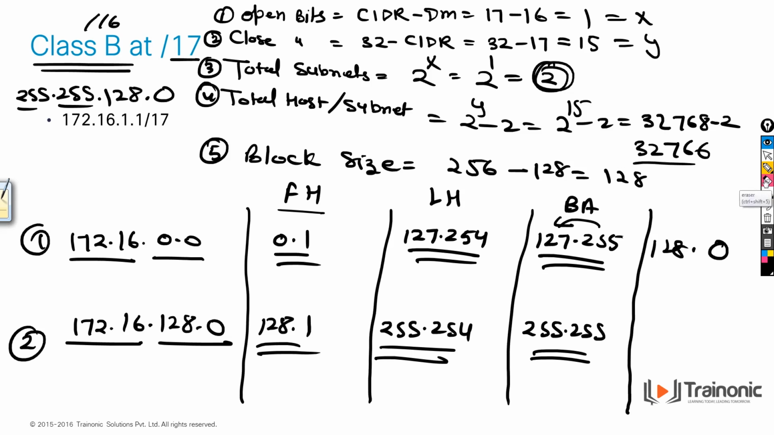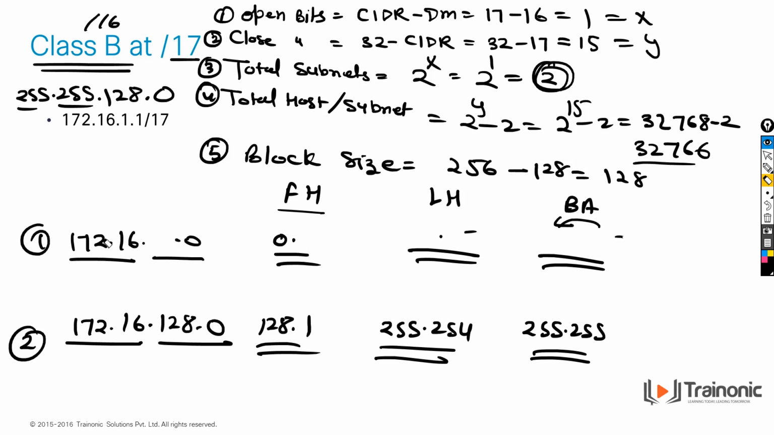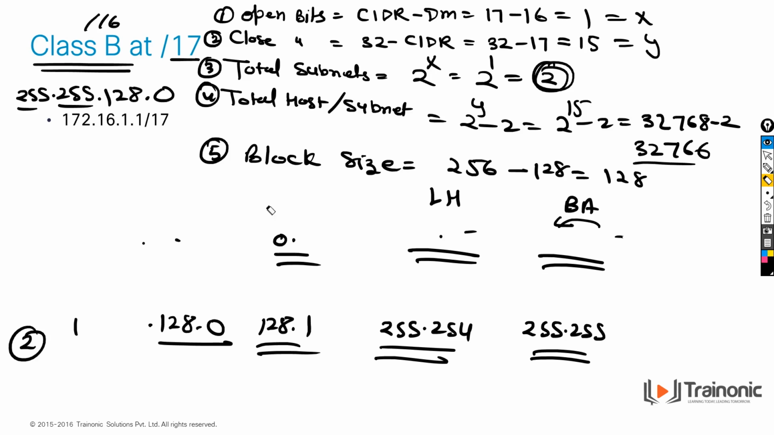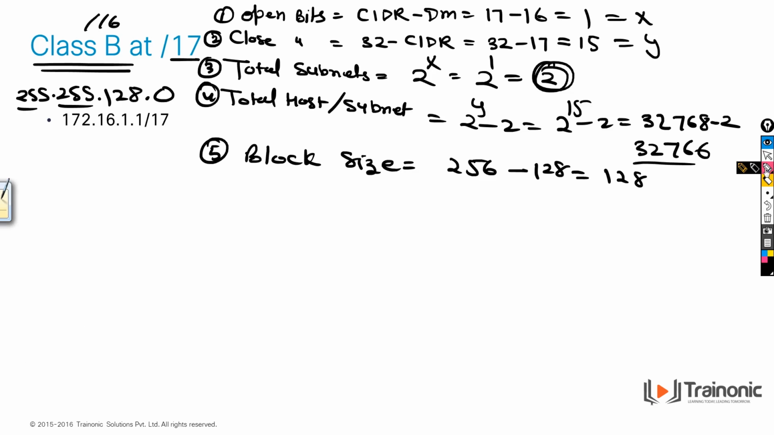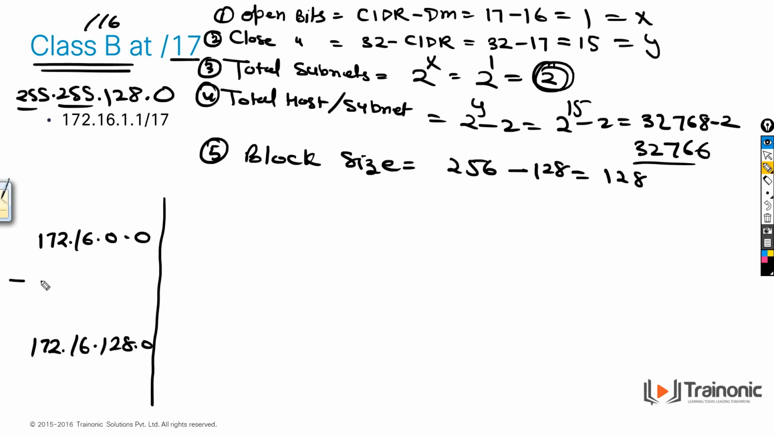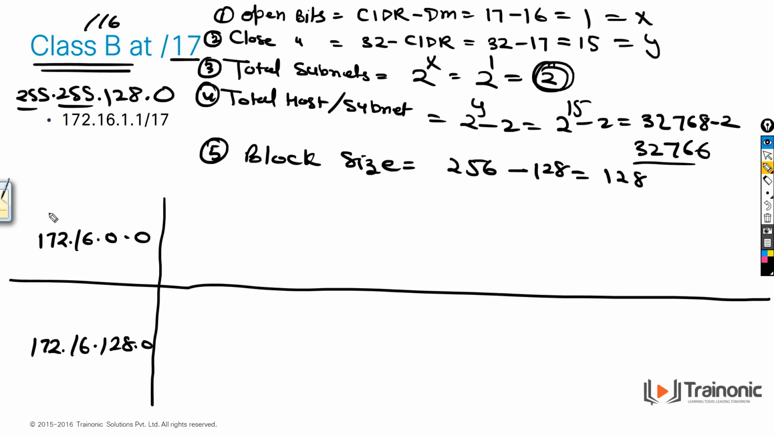If you are confused about what the complete IP address will be, I can type it completely, but for that you have to have patience, as it takes some time. Okay, let's start. First is 172.16.0.0, then 172.16.128.0. These are our subnets.